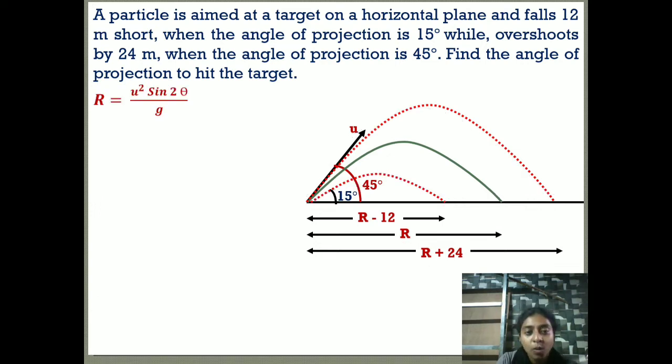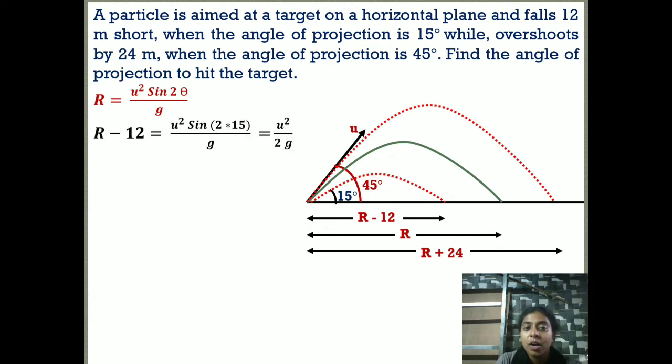So now we know the range r is equal to u square sine 2 theta by g. Now when the angle theta is 15 degrees, our range is 12 meters less. So r minus 12 is equal to u square sine 2 theta, theta is 15 degrees, divided by g, that is equal to u square by 2g.